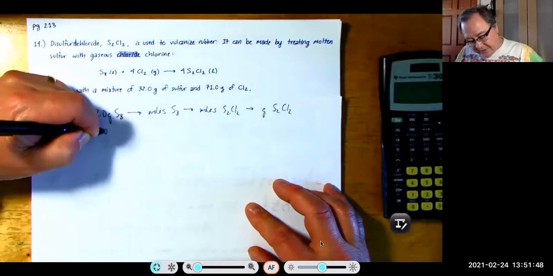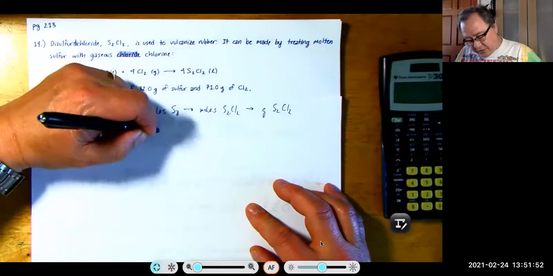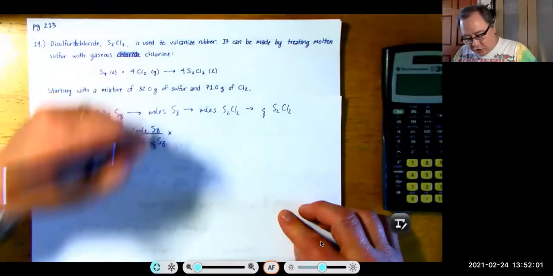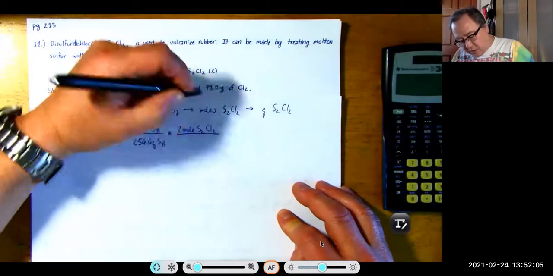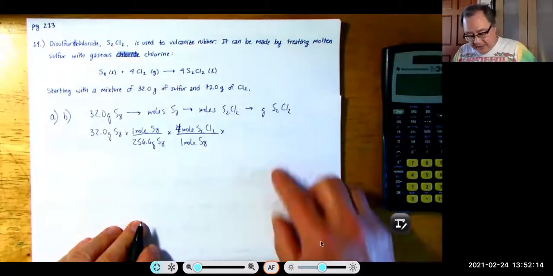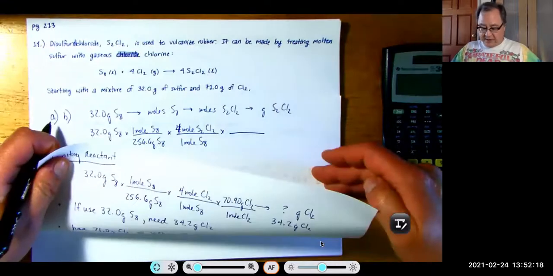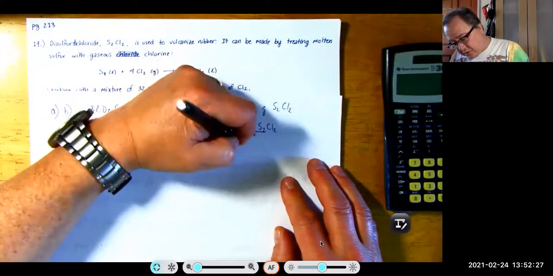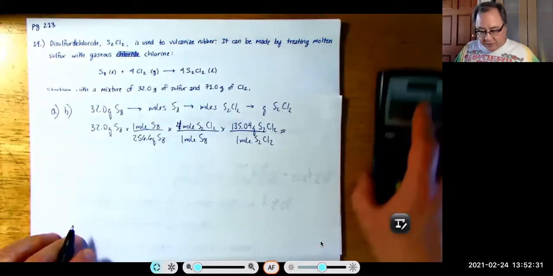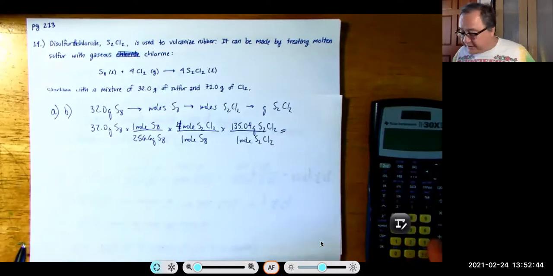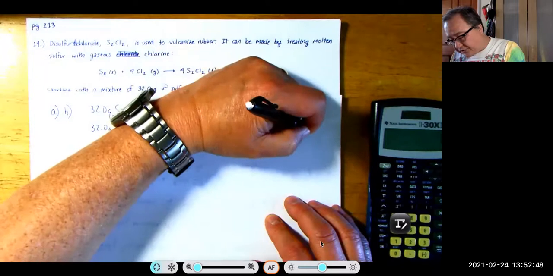So 32.0 grams of S8 times 1 mole of S8 per 256.6 grams of S8. I believe that's right. Yep. Times 4 moles of S2Cl2 per 1 mole of S8. There it is, 4 and 1. And then times 135.04 grams of S2Cl2 per 1 mole of S2Cl2. And let's see what we get here. 32 times 4 times 135.04 and divided by the 256.6. And we get 67.4 grams of S2Cl2.